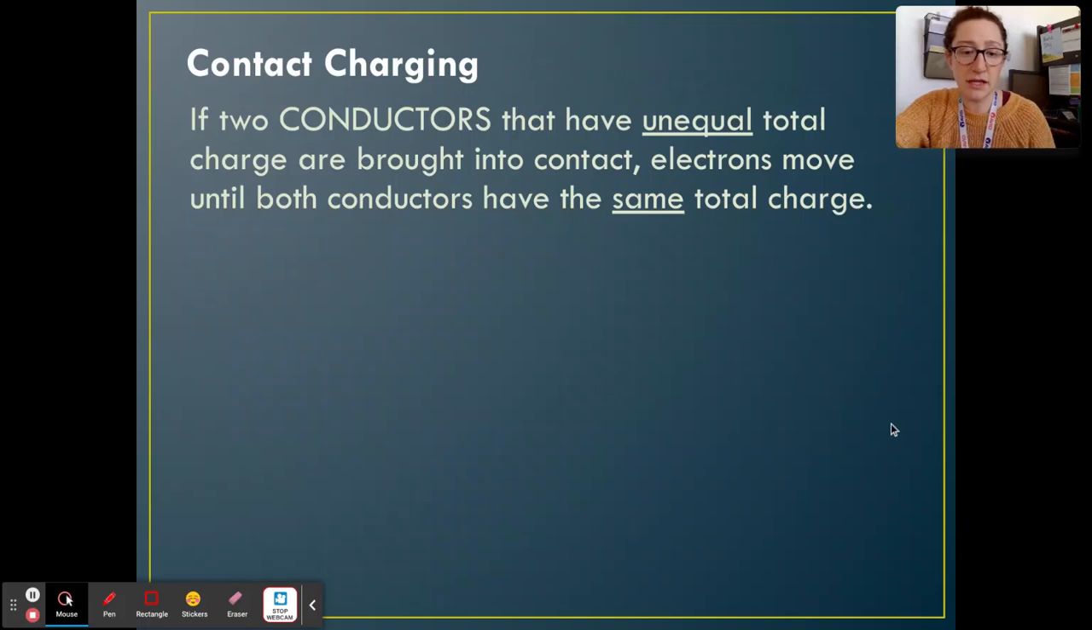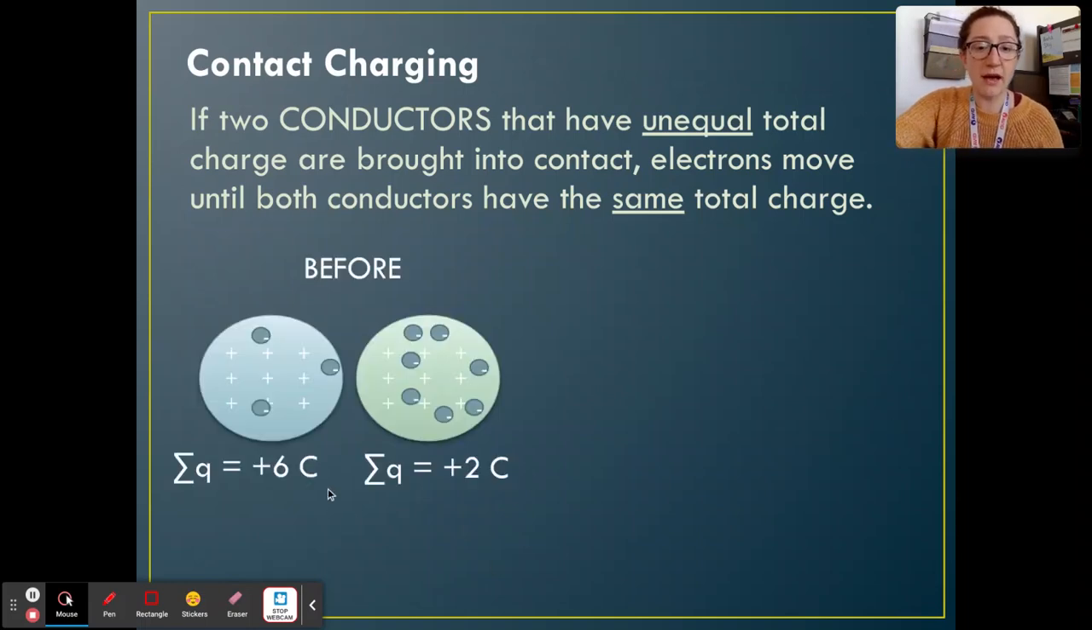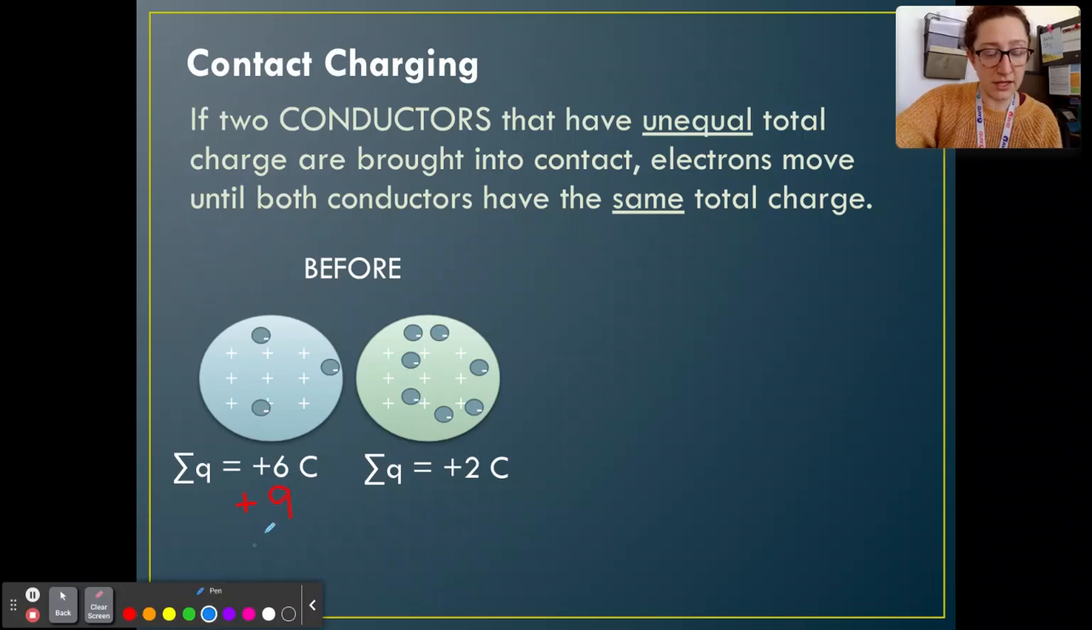So here's what this might look like. You have two objects. I'd like for you to draw in 9 plus signs, in a nice orderly fashion. Those are your protons. And then you'll show that there are 3 electrons. Here's our 9 protons and our 3 electrons. Electrons have a negative charge, so that's -3.